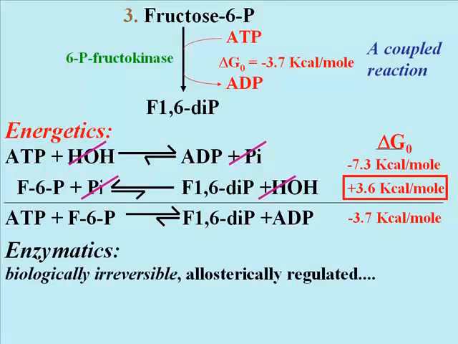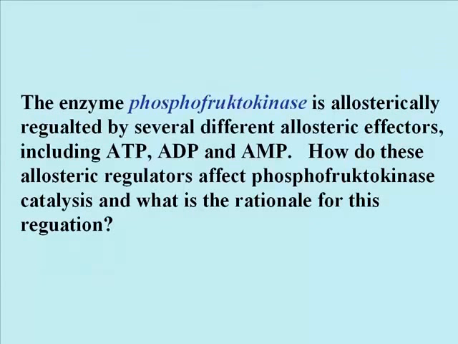The enzyme's properties include that it is biologically irreversible and that it is allosterically regulated. The list of allosteric regulators that can inhibit or stimulate phosphofructokinase includes ATP, ADP, adenosine diphosphate, and AMP, adenosine monophosphate, as well as citric acid and fatty acids. Once you know where these molecules are produced or consumed in cells in respiration or other metabolic reactions, think about how and why each of these effectors works on this enzyme.